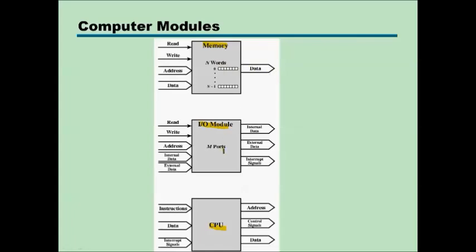So the I/O module is able to read and write. Okay, it has the address, internal data, and external data. And of course, it will provide the internal data as the result in external data and interrupt signals. While the CPU handles instructions, handles data, handles interrupt signals. And of course, the CPU will provide or process the address, the control signals, and the data.